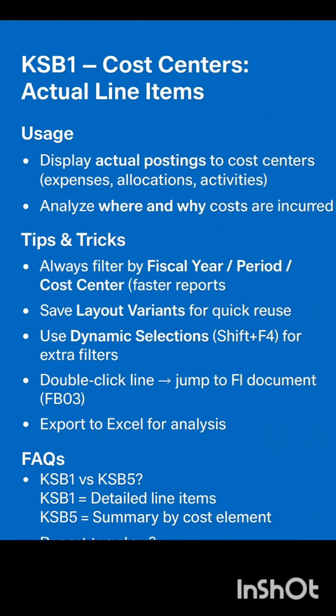KSB1 is cost centers actual line items. It is used to display actual postings to cost centers, expenses, allocations and activities. It can analyze where and why costs are incurred. In tips and tricks, always filter by fiscal year, period, and cost center. Save layout variants for quick reuse. Use dynamic selections, Shift plus F4 for extra filters. Double click a line to jump to the FI document FB03, and export to Excel for analysis. KSB1 versus KSB5: KSB1 is detailed line items, KSB5 is summary by cost elements. For a detailed video about KSB1 utilization, please go to our channel and check our video.